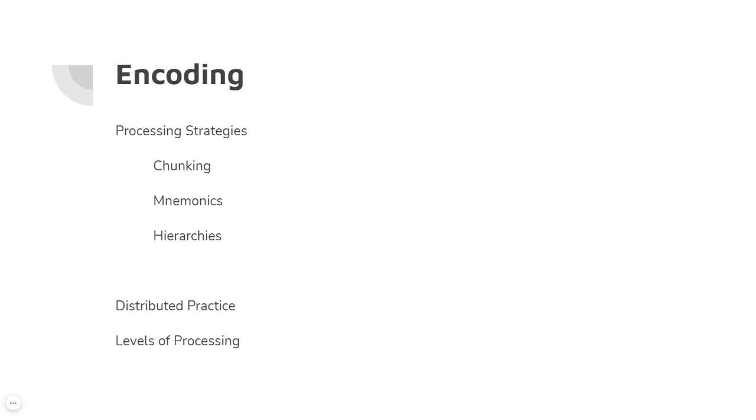Mnemonics are memory aids that use vivid imagery. You use these a lot in school: Roy G. Biv, PEMDAS, all that good stuff that's helped you remember information. You also have hierarchies, which is where you organize information into categories. You start off with really broad concepts, and then you keep dividing and subdividing. It's like an outline of information. You can also practice rehearsal to help process information, where you just keep repeating it over and over again, and that helps with encoding.